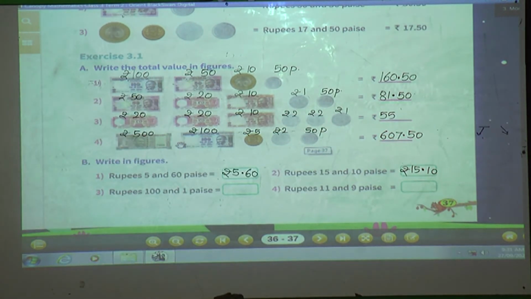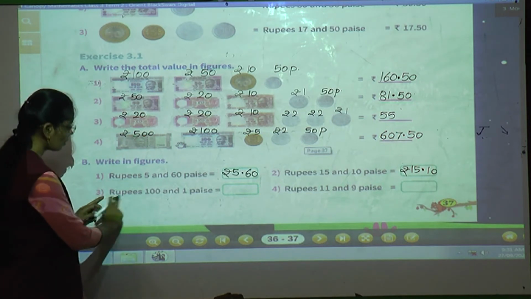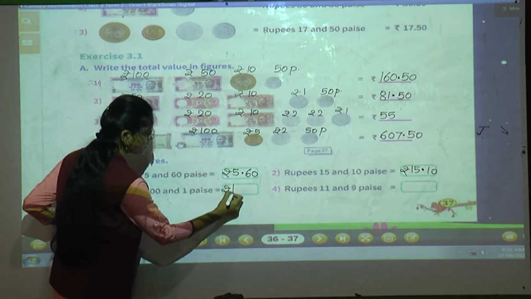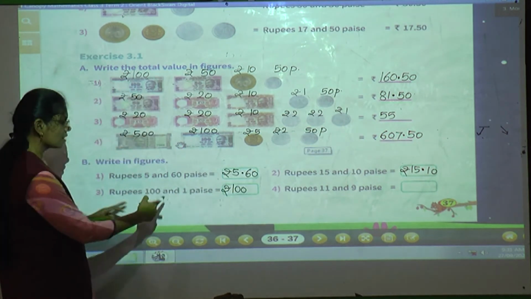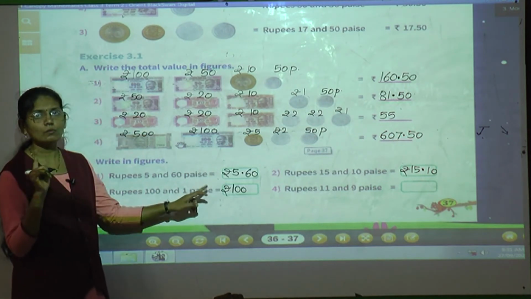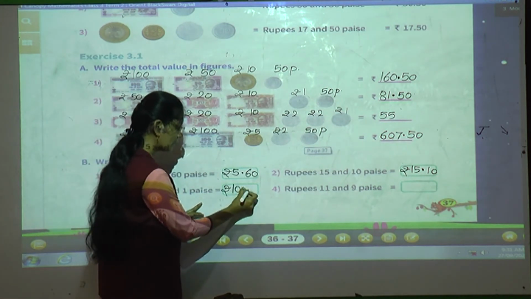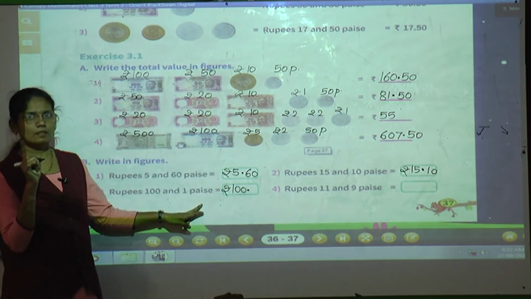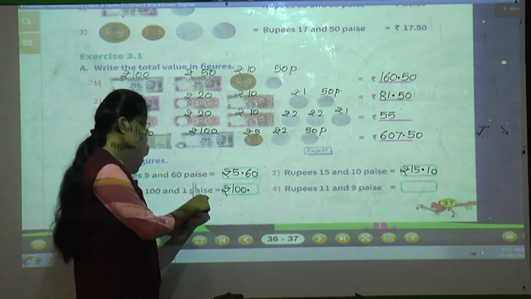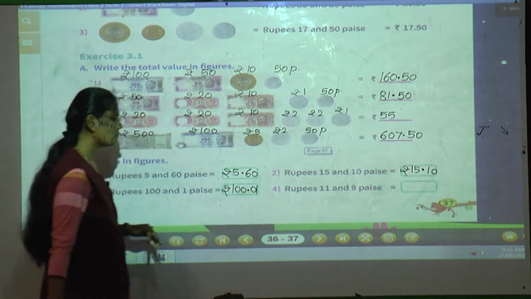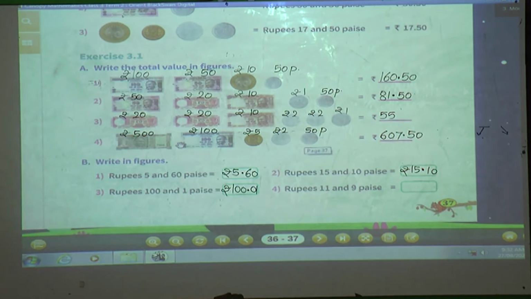Next, third one. Rupees 100 and 1 paise. First of all, we will write rupees 100. And 1 paise. Now we have to write the paise. So you will give a dot or point. Then you have to write 1 paise. So here we will write 01. 01 means 1, or else you can write only 1 also.